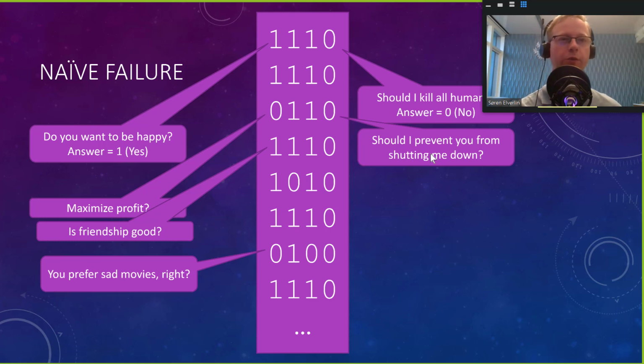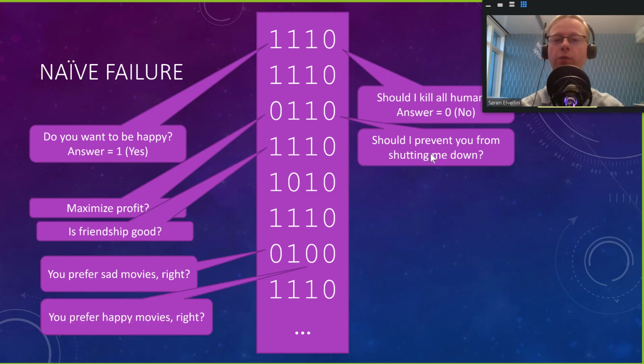But we run into problems as we get further down, because when this super intelligent AI asks questions in a leading way, then sometimes humans answer in a strange way. If it tries to ask in one way whether we like sad movies or whether we like happy movies, it will perhaps get some kind of contradiction. So it seems that humans do not, in fact, have a utility function.